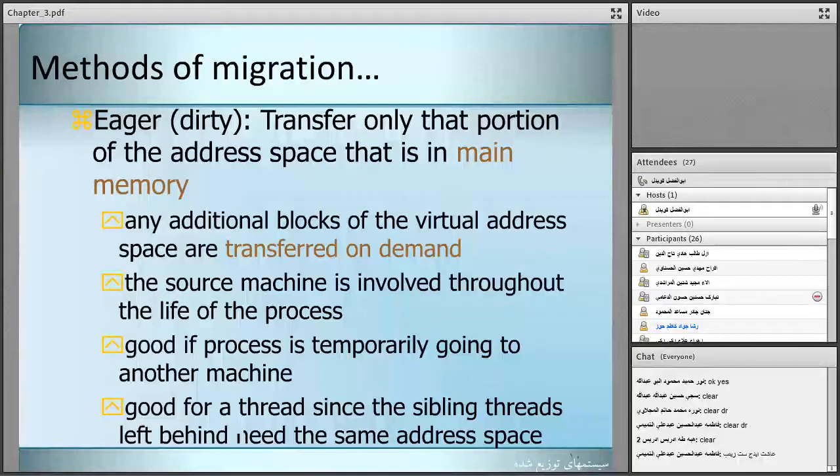Yes, exactly. The disadvantage is that both the source machine and the destination machine are working through the life of the process. It means we have two machines running for that process because we left some data on the source machine. So if the process on the destination machine needs to access that data, it sends some request to the source machine, and both machines are working. It is the disadvantage.